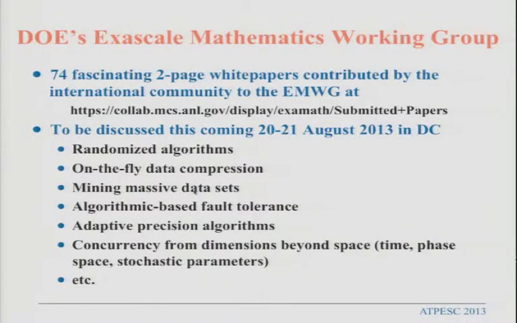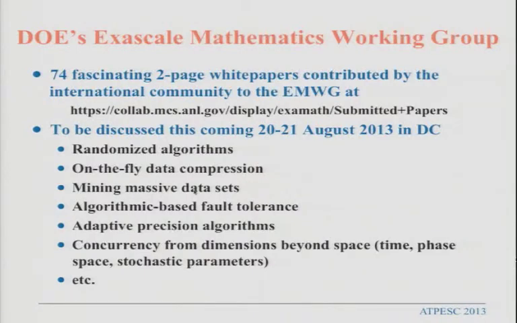These are just some of the examples of exciting algorithmic directions. Randomized algorithms, I'll say a word about what that means. On-the-fly data compression, mining massive data sets, algorithmic-based fault tolerance in many algorithmic areas, adaptive precision algorithms. If you have adaptive meshing, you have a reliable way of knowing where you have to refine. You check where some estimate of the error is too high. How will you know when you have gone too far with low precision? It's an interesting question to even develop the metrics on which you're enabled to adapt.